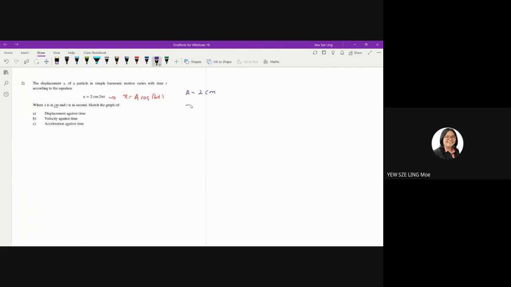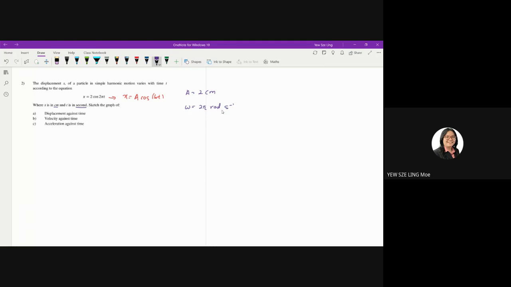And then your time, t, now you don't have time, sorry. So you have omega. Omega is equal to 2 pi radian per second, because your t is in seconds. If t is in minutes, then the omega should be radian per minute. So that is how we determine the unit in our calculation.